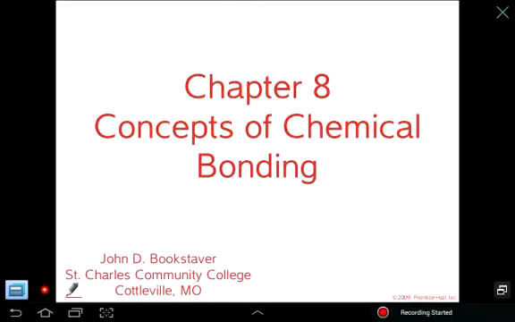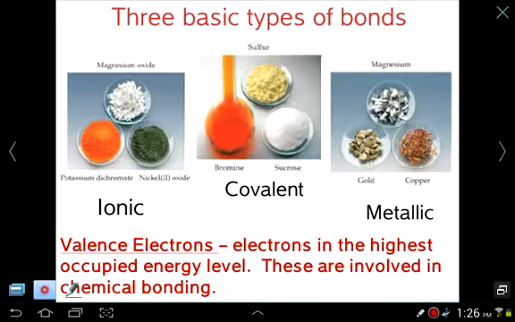Chapter 8, Lesson 1. In this lesson we'll talk about the concepts of chemical bonding. We're going to talk about three types of bonds. In chemistry there are in general three types of bonds: ionic bonds, covalent, and metallic bonds.